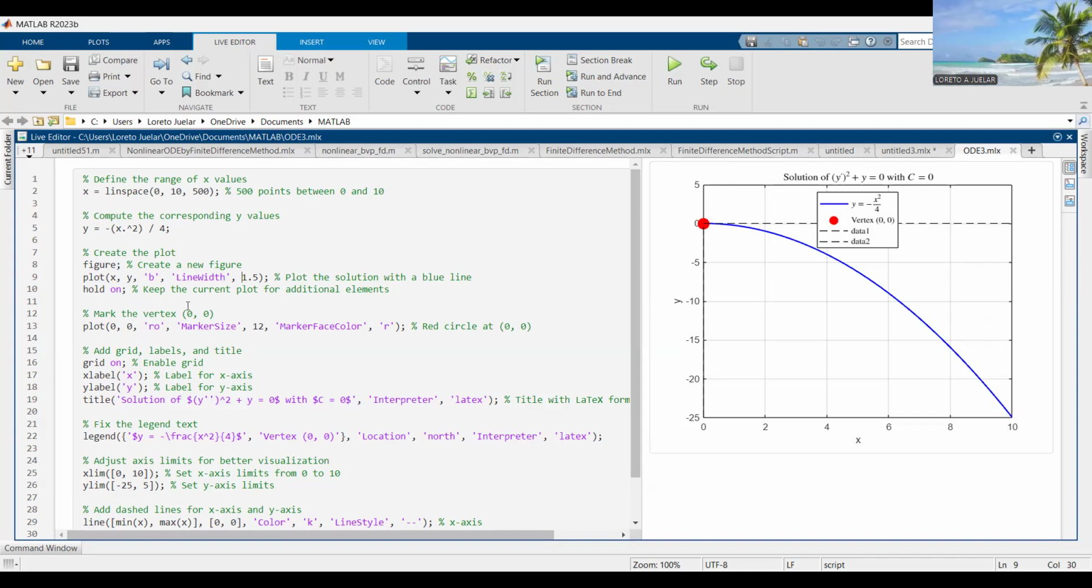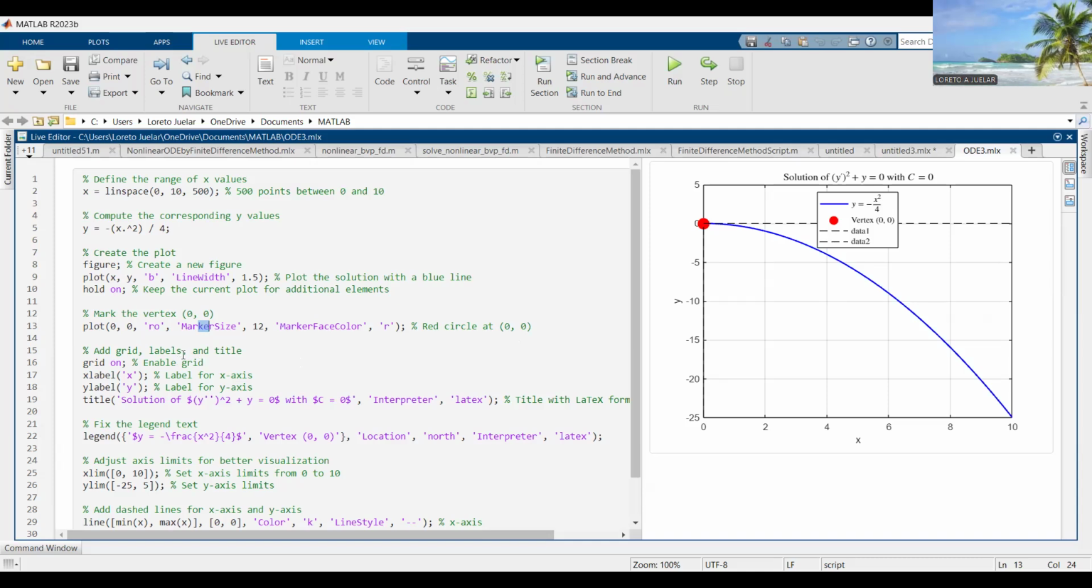Then mark the vertex 0, 0. So plot 0, 0 with an 'ro', meaning the circle here is colored red. The marker size is equal to 12, and the marker face color is red, meaning a red circle at 0, 0.